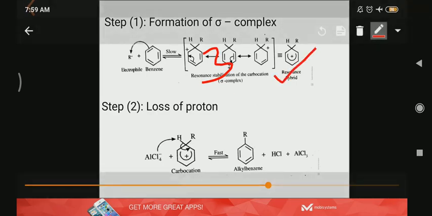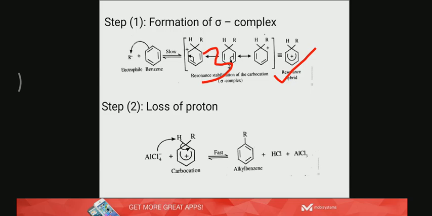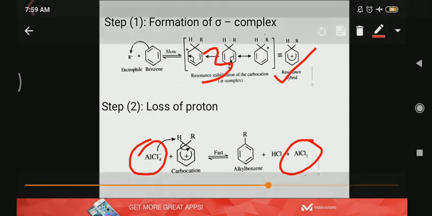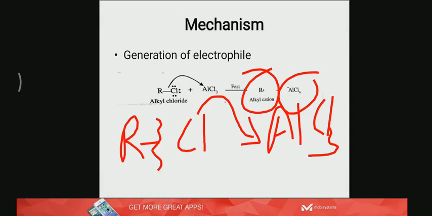In the second step, H is removed as H plus using the Lewis base, that is AlCl4 minus. It will take away H plus, so that the sigma bond gets back to the ring and the ring recovers its complete aromaticity. So you get the alkyl benzene as a product. This H plus will combine with the Cl minus in AlCl4 minus, forming HCl, and AlCl3, the catalyst, is regenerated.